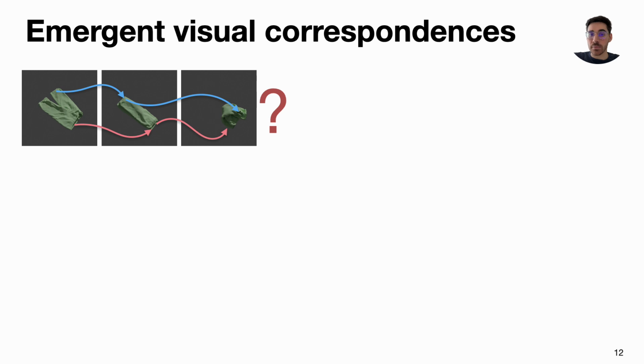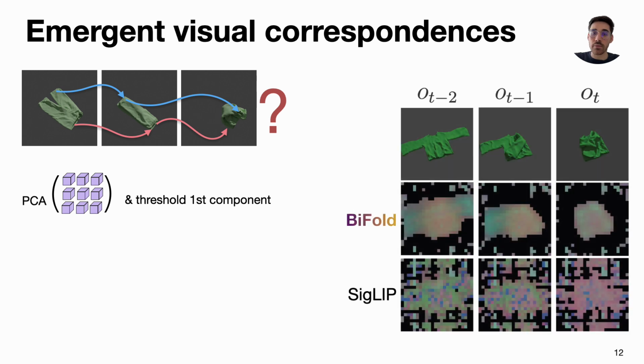Now, we design experiments to test whether our hypothesis is correct. To do that, we first reduce the feature dimension to 3 with PCA, discard all tokens for which the first component is negative, and perform PCA again, similar to DINO-V2. We can see how the distribution of features in CLIP changes across keyframes, while BiFold features, mostly focused on the garment, remain consistent and allow to easily match semantic parts such as the sleeves and the trunk of the shirt.